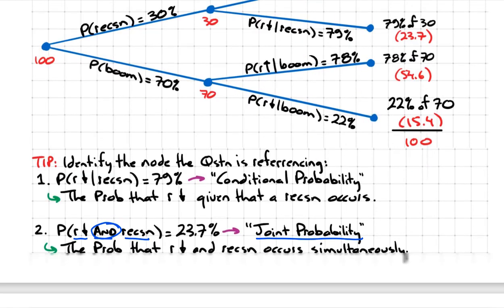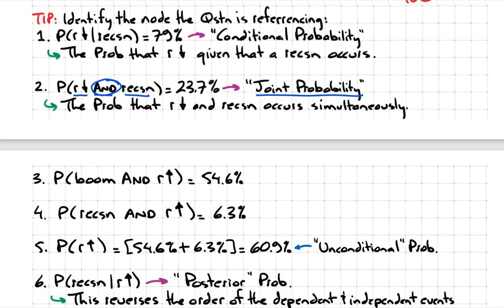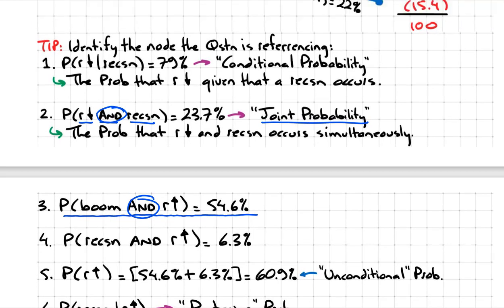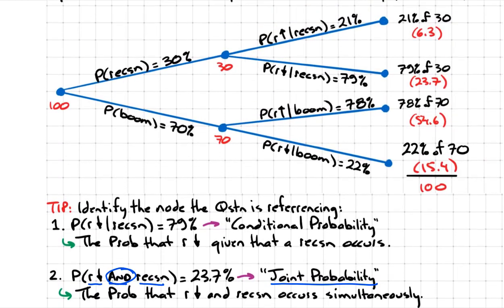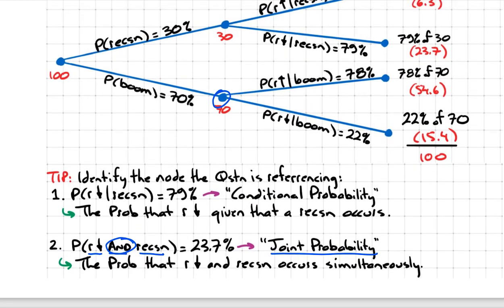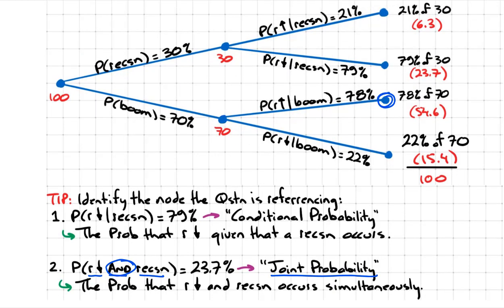Let's look at another question. What's the probability that there'll be a boom and interest rates increasing? So this is joint. So both events have occurred. So I would be at the rightmost end of that probability tree. So that's a boom. And it says rate increase. So I'd have to be here. So where's the question referencing? The question is referencing right there, because if you're at this node right here, you've had both a boom and a rate increase, and the probability of that happening is 54.6%.